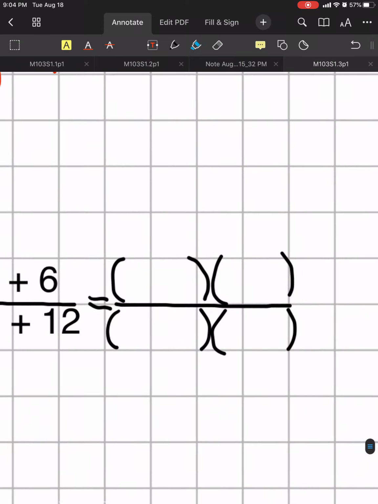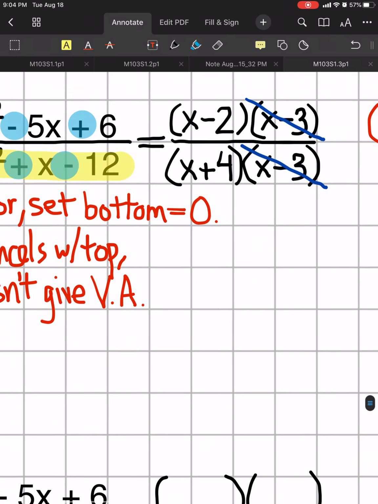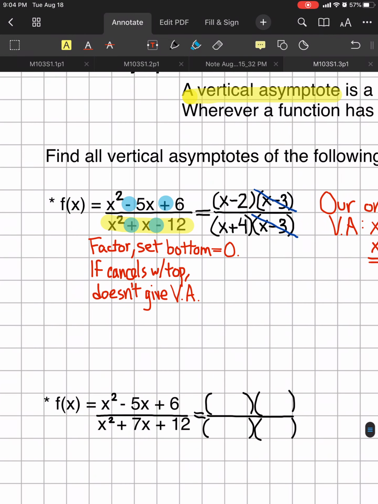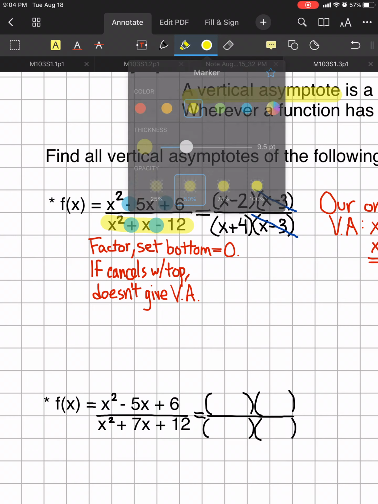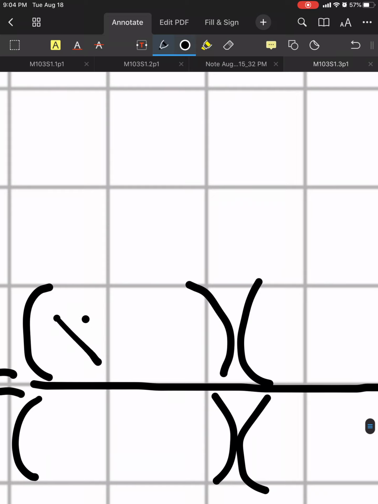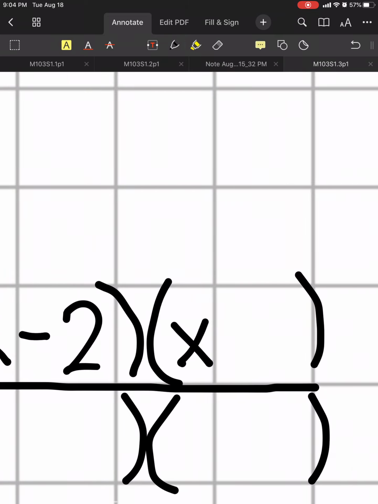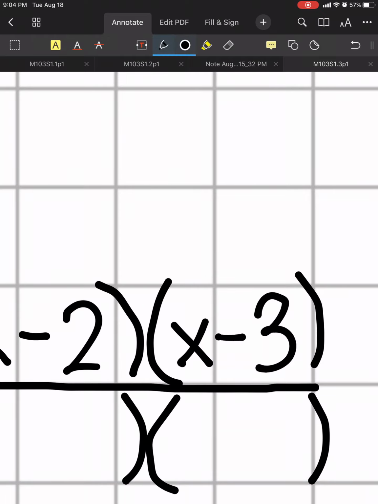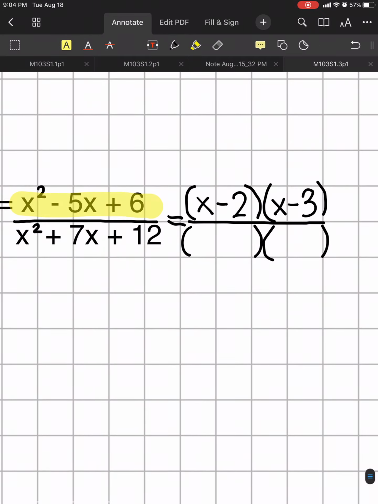Okay, if we did this right, well, is anything easy? Well, you'll notice that the top is the same as the top we had before. Actually, let's undo that. Let's make that yellow. The top is the same as the top we had before, so we don't even have to factor the top anymore. This is x minus 2, x minus 3 still. So I'm good on that.